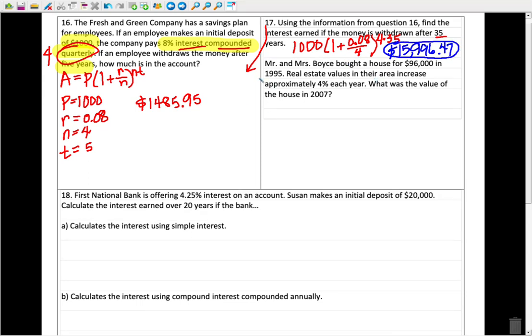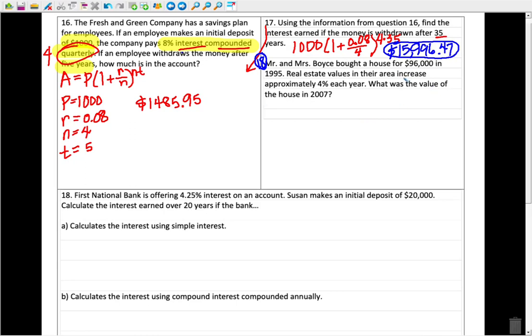Okay, so the next problem should be numbered number 18 because it's a totally different question from 16 and 17, and it's not asking for you to connect the information or anything at all. It says Mr. and Mrs. Boyce bought a house for $96,095. Real estate values in their area increase approximately 4% each year. What was the value of the house in 2007?